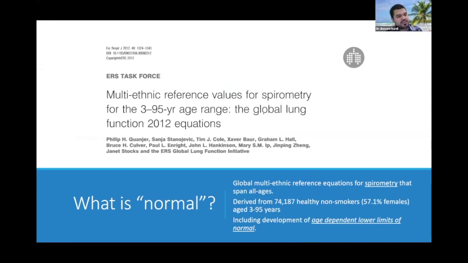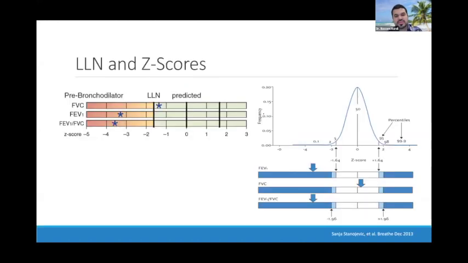Again, what is normal is based on the GLI, the Global Lung Initiative, which is usually the most commonly used set of reference values, from tens of thousands of patients, that we compare to according to age, height, sex, and ethnicity. So that's what we use. There are others you don't need to know about. GLI is what we'll use. For those who are future pulmonologists or pulmonologists, we just need to know the lower limit of normal and the difference between the percent predicted and what Z scores are. Okay, so it's described here on the diagram.